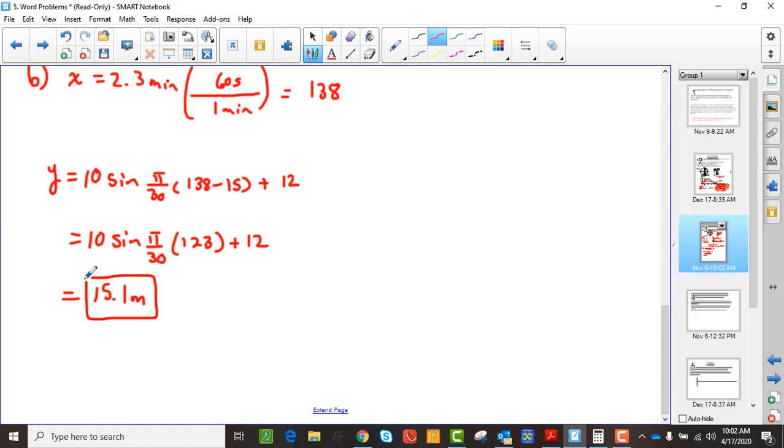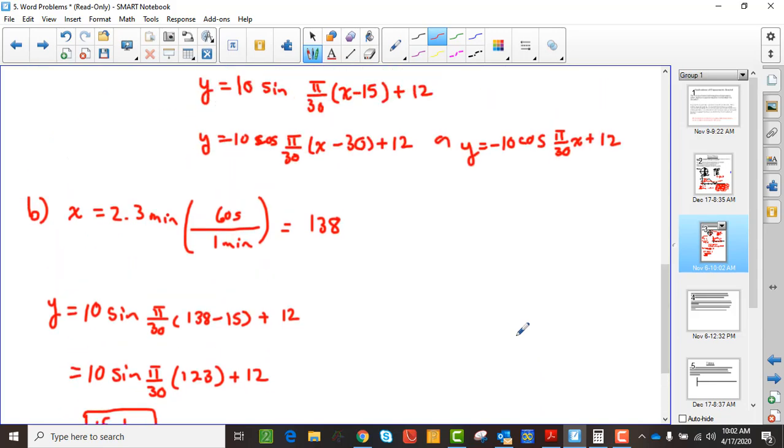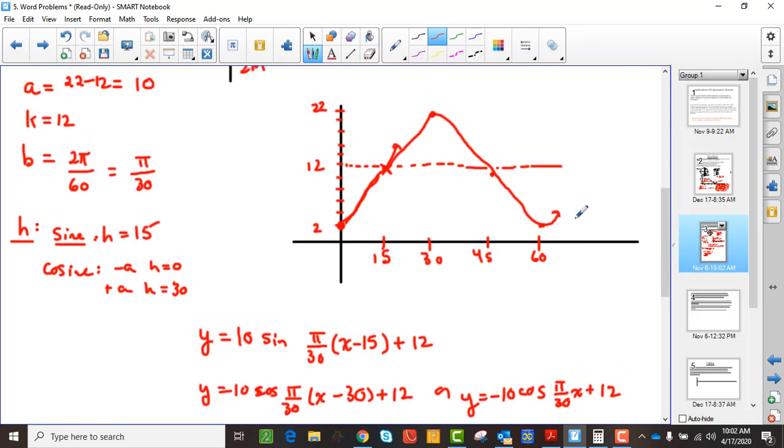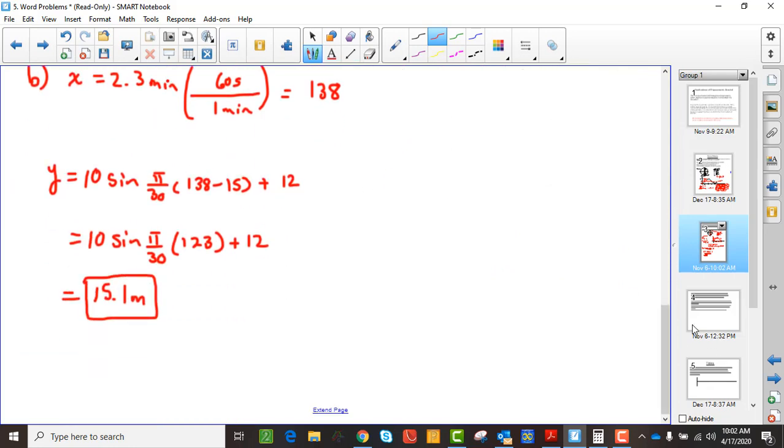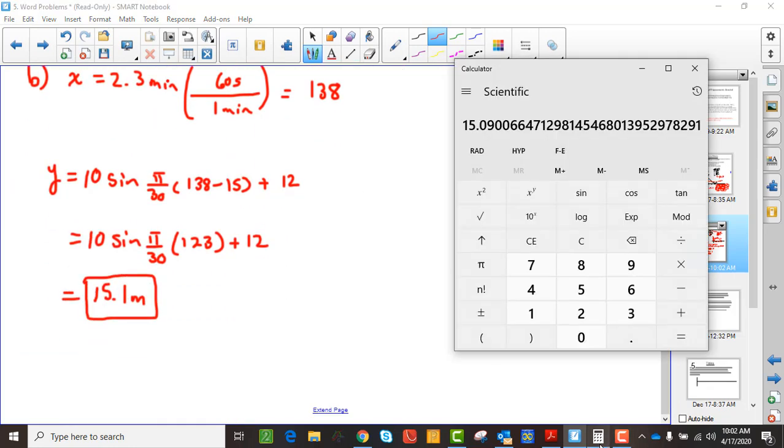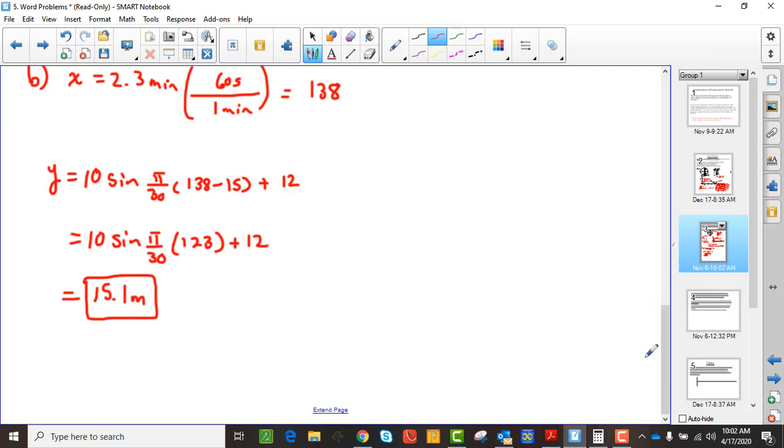Hopefully that makes sense in terms of finding the place where you're at. It makes sense if you look at your graph, because 2.3 minutes is 2 periods and then 18 more seconds. So let's imagine I'm at 18 seconds, forgetting about the first 2 periods. It makes sense that it's somewhere around 15, because that's 14. So it's a reasonable answer. The only thing to be aware of is you've got to make sure that your calculator is in radians.